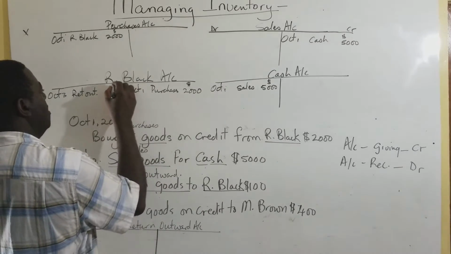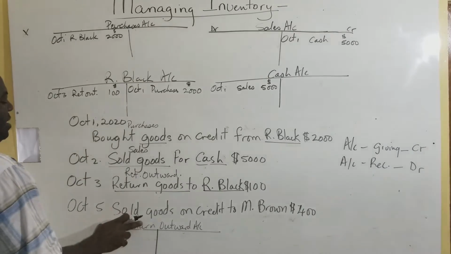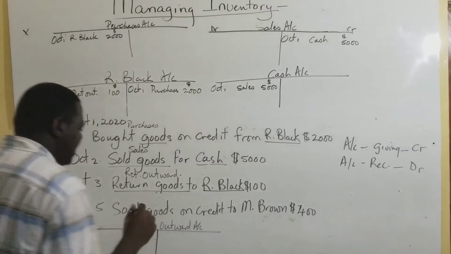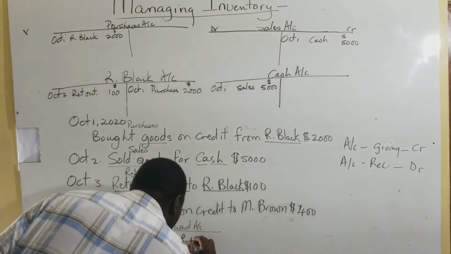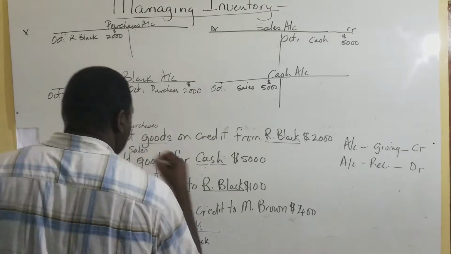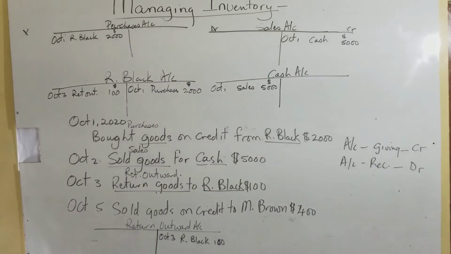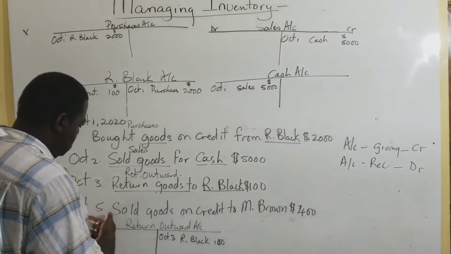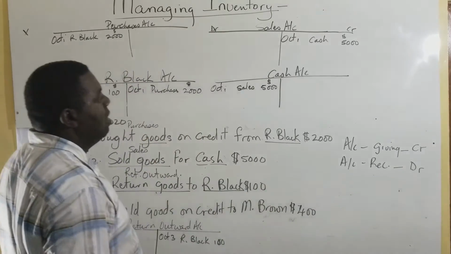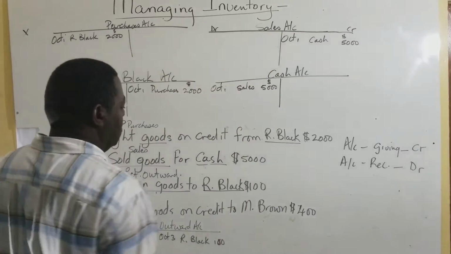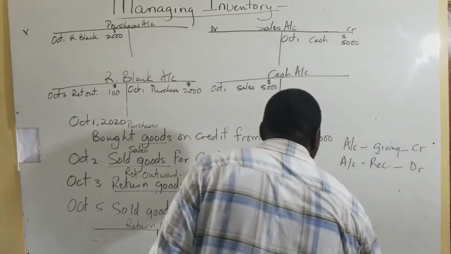$100. All right. Now that we have debited in this account, what is going to happen to this one? Automatically, it must be credited. So we're going to have October 3rd. Name of the other account is R Block. And the amount is $100. Great. Now, we're going to go to the last one. October 5, we sold goods on credit to M. Brown. All right. So we already have a sales account, and we need one other account, and we're going to try to let it fit right here.